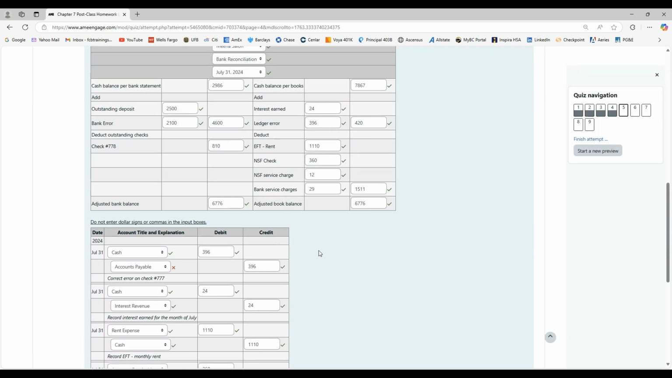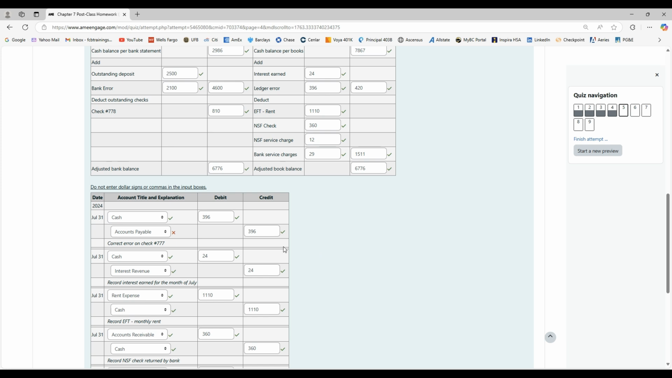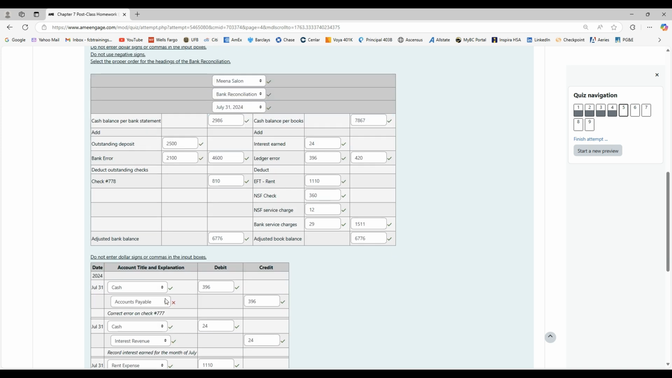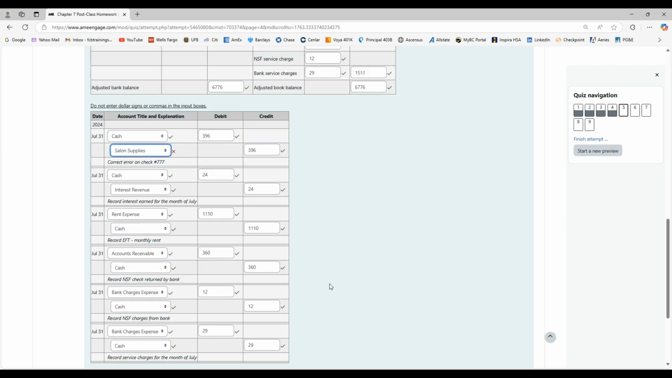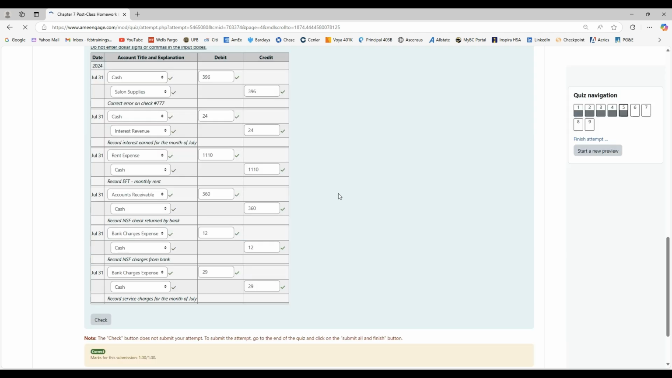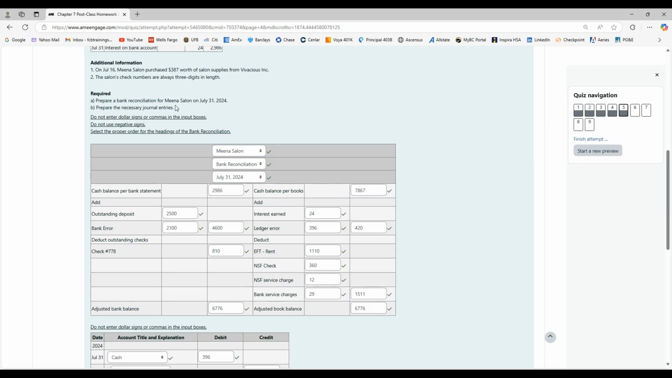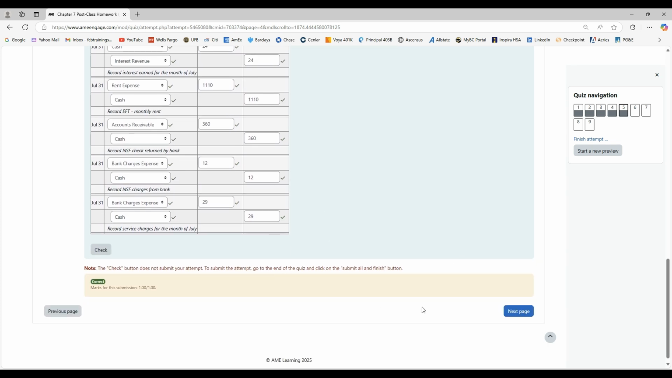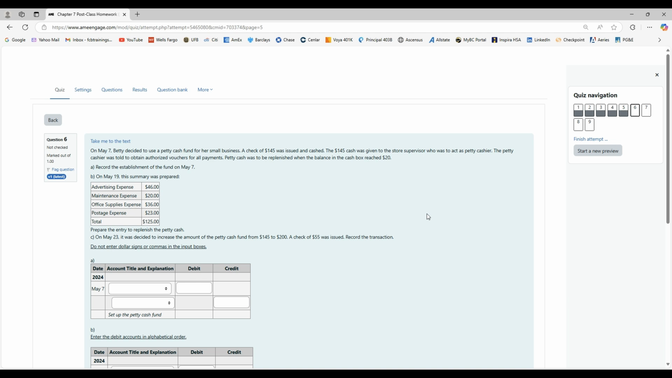Oh, we're missing one. Dang, what are we missing? Oh, I guess they want us to go to salon supplies. Yeah, okay. Maybe it's not accounts payable. That would be salon supplies then. You always got to kind of do a little detective work to see exactly what the error is, if you made a check error, how did that go? And a lot of times it's AP, but sometimes they tell you to use a specific offset there. So salon supplies was the amount.